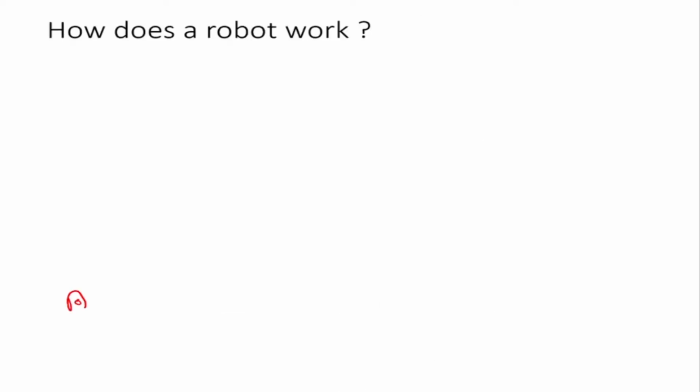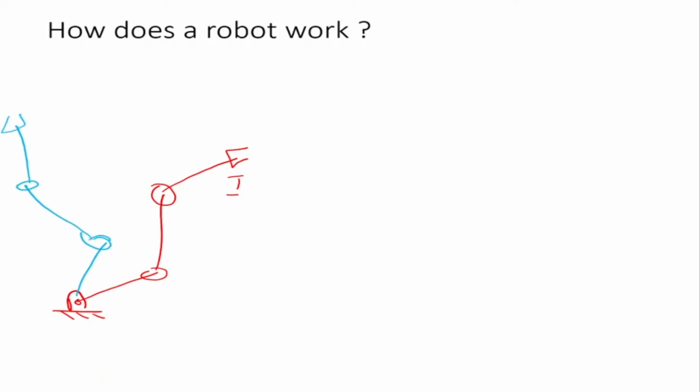So we have a robot which is here. It has a number of joints, and this is the end effector. Now I want to go from position 1 to, let's say, some other position somewhere there. This is my position 2. So this is my theta 1, this is my theta 2, and this is my theta 3. So basically I want to go from position 1 to position 2.